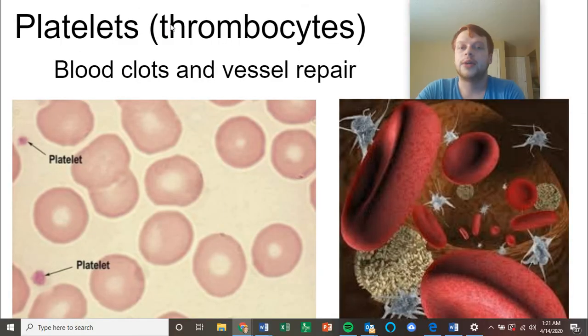Next up, we have our thrombocytes. Remember, this is our third category of cells. So we're no longer in the immune system. We're talking about our final category, which is the platelets. Platelets are responsible for blood clotting. So if you ever get a cut and then you get a scab, that's because of the platelets. And they also repair blood vessels.